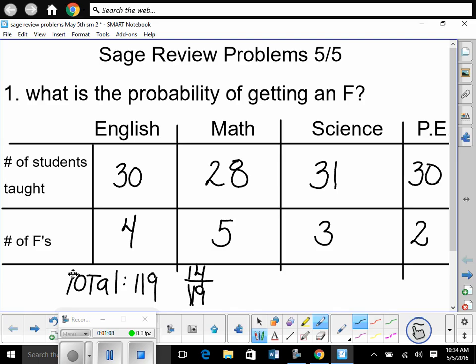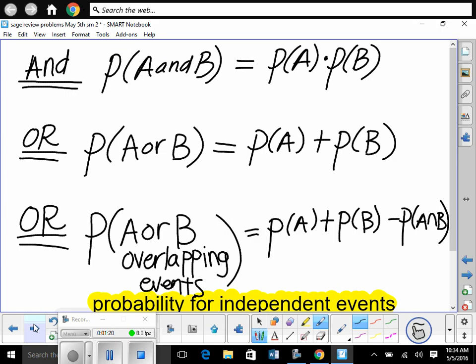You type in 14 divided by 119, you get 0.12. That is also a probability, which is 12% as a percent. Does everybody understand? Okay. Next problem. Oh. Okay, we've got to remember, and you will want to write this down for yourself really quick.